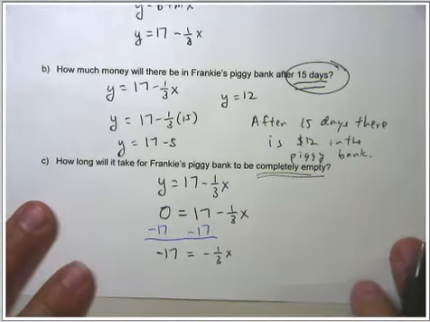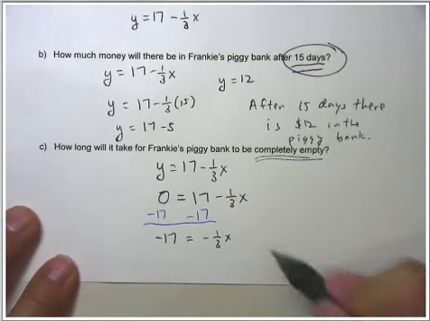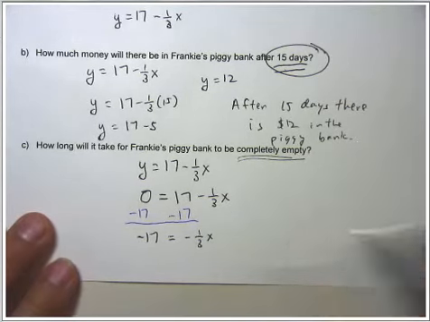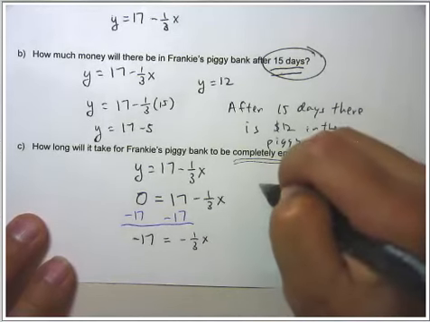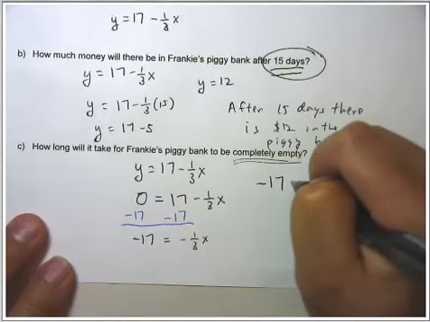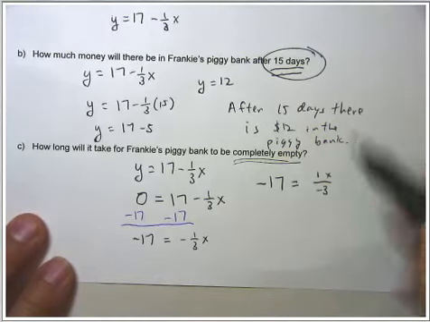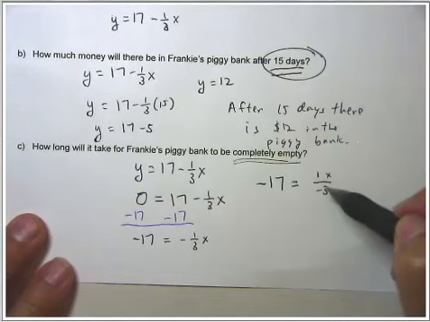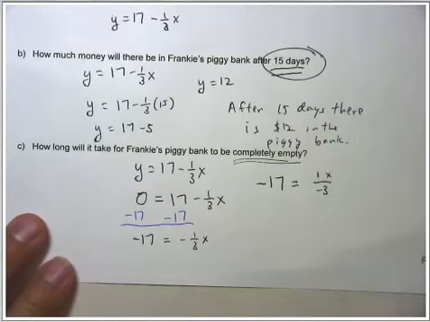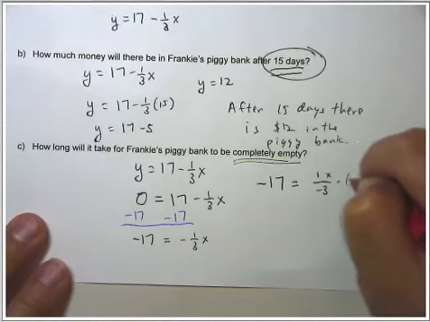There are different ways that you can think about this, but I think the easiest way is to remember that this is the same thing as writing it this way. Negative 17 is equal to 1x over negative 3. And then to solve that, I'm going to multiply both sides by negative 3.